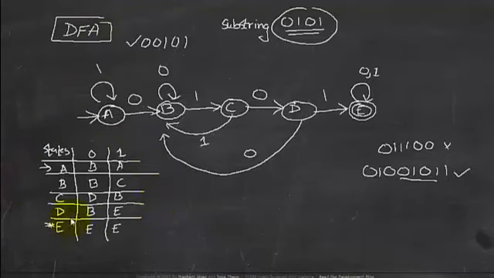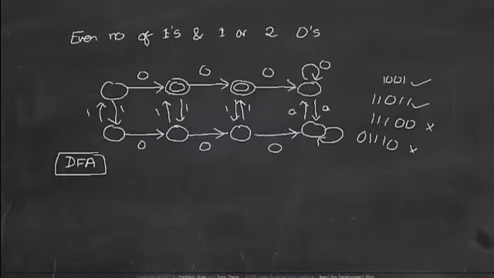So again, I drew the transition table for this. When we're in state A and we encounter 0, we go to state B, and when we encounter 1, we go to state A. Similarly, for all the other states, it's given. A star denotes the accepting state, and the arrow denotes the start state. So let's go to the next example.